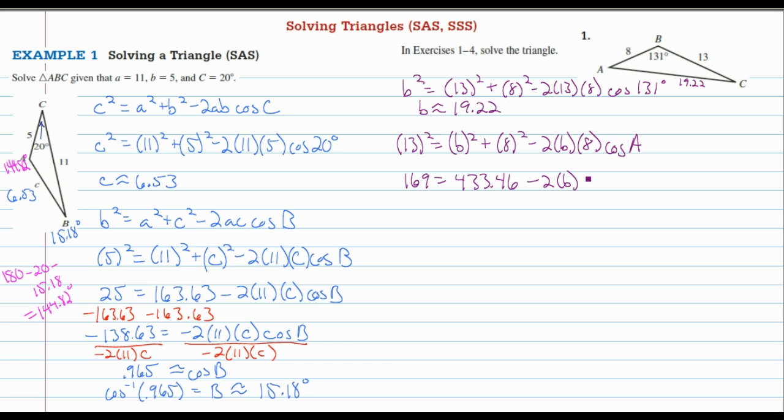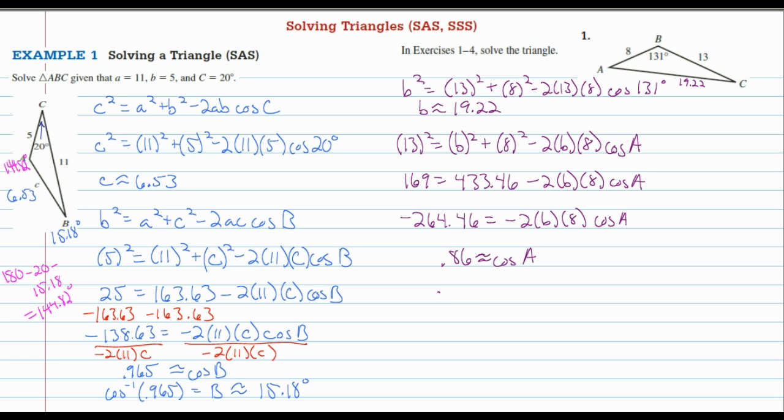I'm not going to calculate what 2 times b times 8 is yet. You could, but it's just a lot for your calculator to remember exactly. Now if I subtract 433.46 from both sides, I get negative 264.46 equals whatever negative 2 times b times 8 is. Divide both sides by negative 2 times b times 8, and I get about 0.86 equals cosine of A. I guess that's approximately equal, because I am estimating when I write this down.